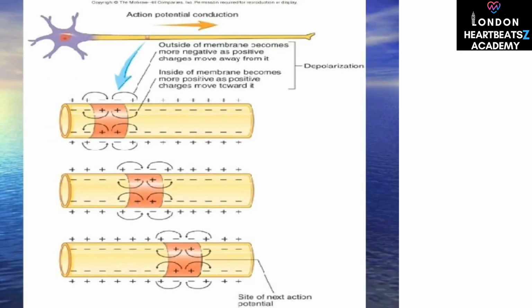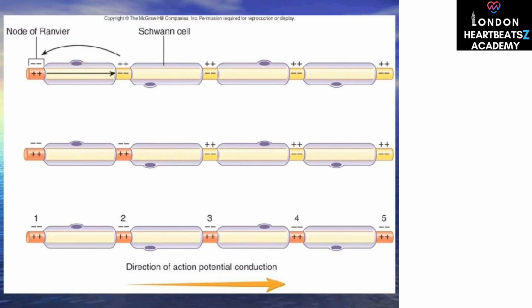Action potential conduction involves depolarization. The outside of the membrane becomes less positive, while the inside becomes more positive, moving the charge along the axon. Saltatory conduction is illustrated here, where the action potential jumps from one node of Ranvier to the next, increasing the speed of transmission along the myelinated axon.